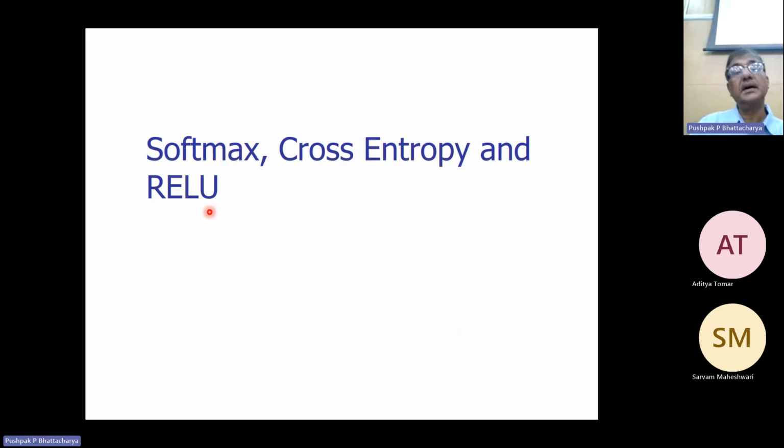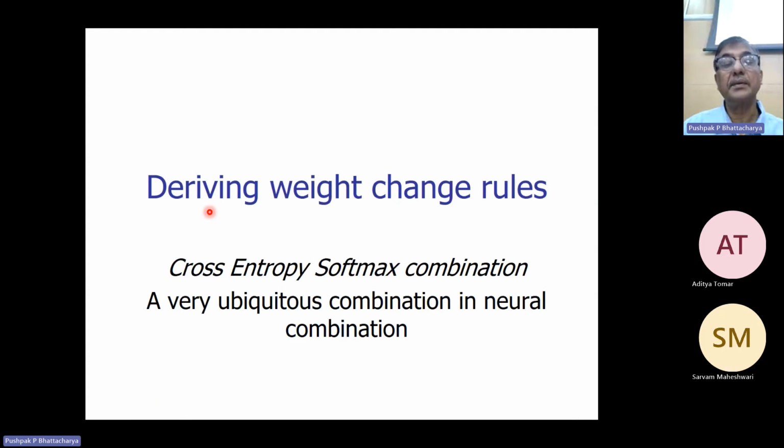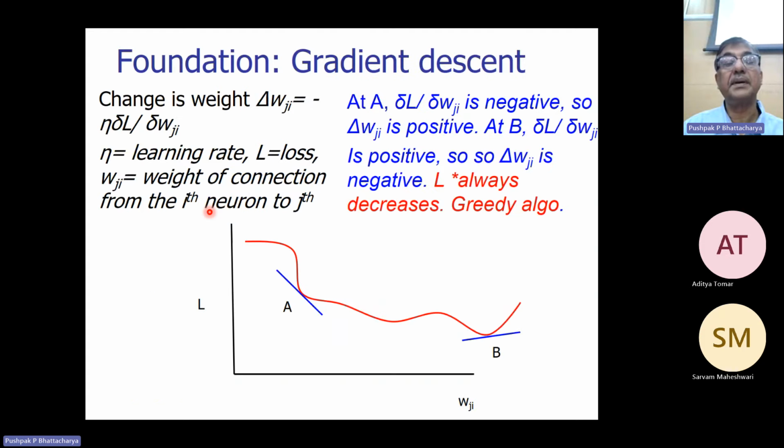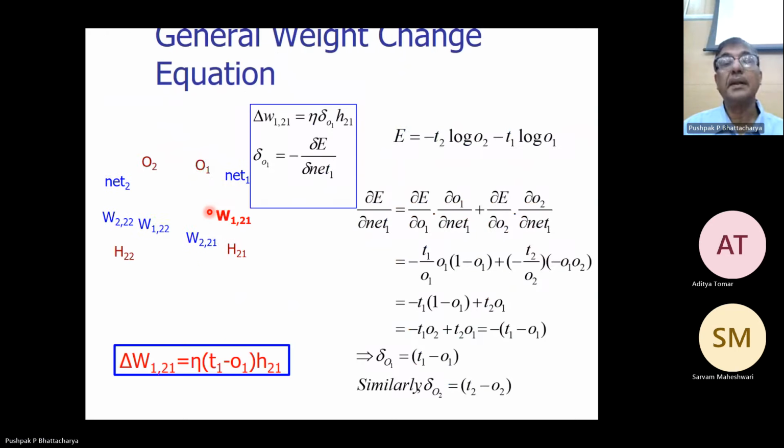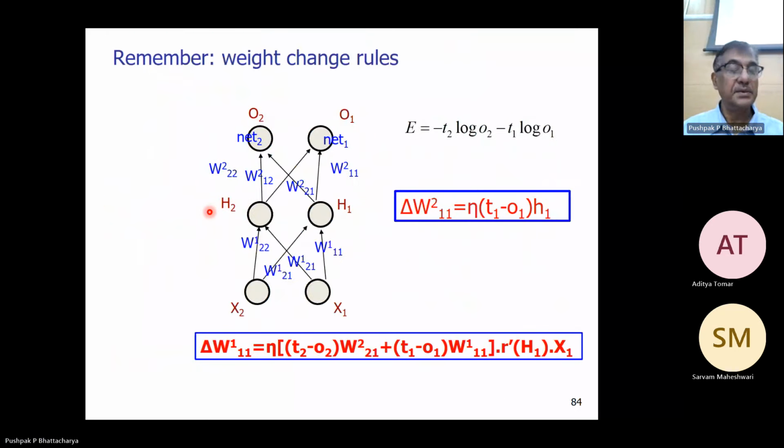So the interesting derivations can be obtained from the Softmax, Cross-entropy, ReLU combination. Okay, which we can take up later. Let me stop here today.